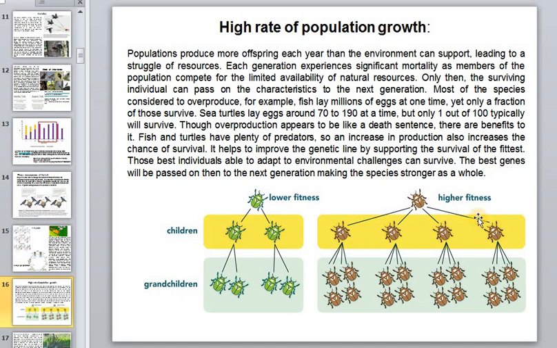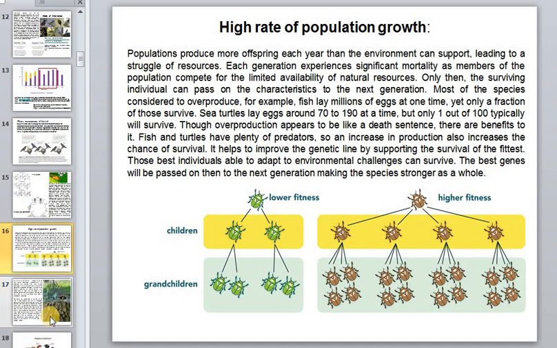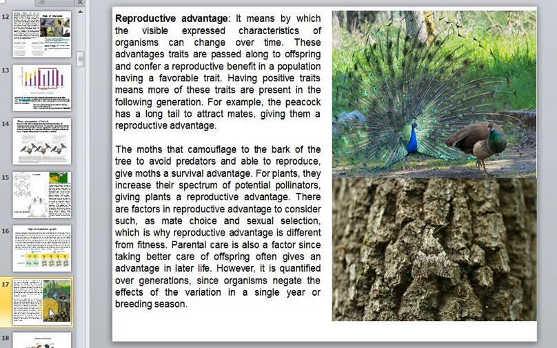Here we just see high fitness and low fitness generations. We will talk about this strategy very soon, but now we're on reproductive advantages. It means that the visible expressed characteristics of the organism can change over time, and this has advantages: traits are passed along to offspring and confer reproductive benefits in a population. Having a favorable trait means more of these traits are present in the following generation.